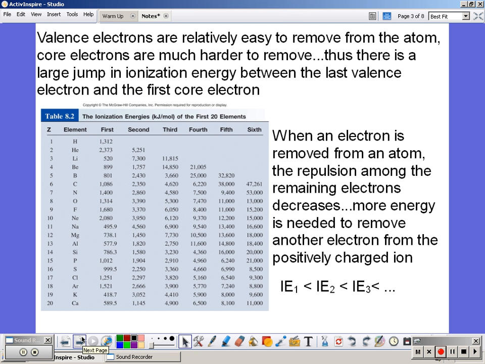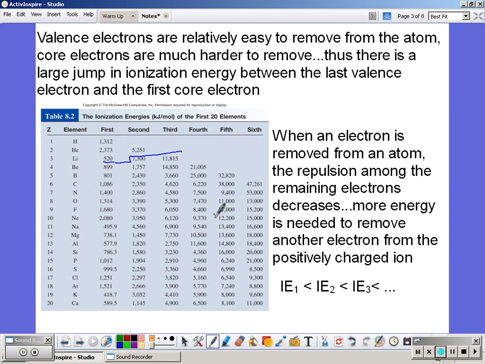Valence electrons are relatively easy to remove from the atom compared to the core electrons. Thus, there's a large jump in ionization energy between the last valence electron and the first core electron. So if we look at our data for lithium, lithium has 1 valence electron, and then we see a high jump when we remove the second electron. That indicates to me that the second electron is a core electron.